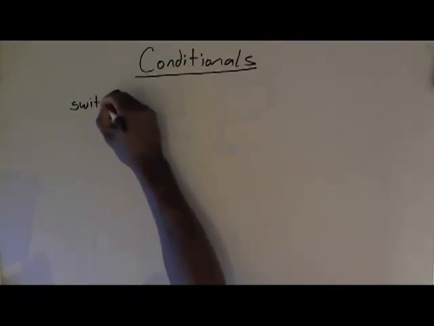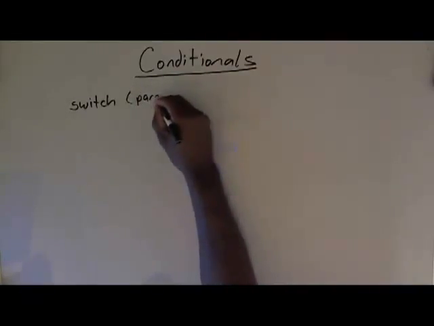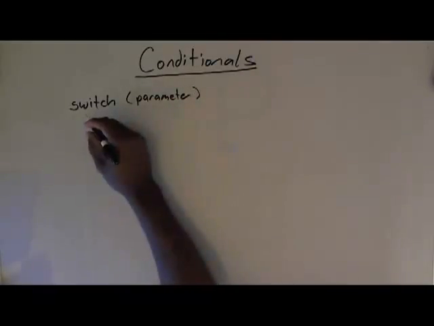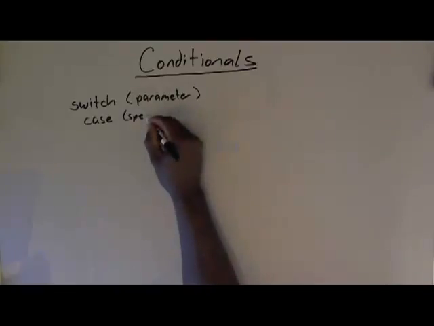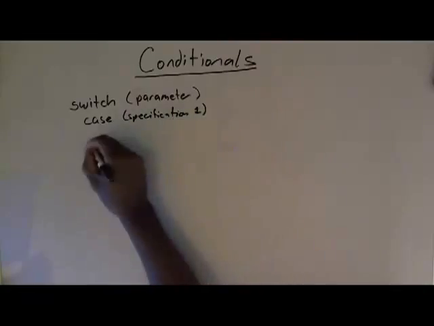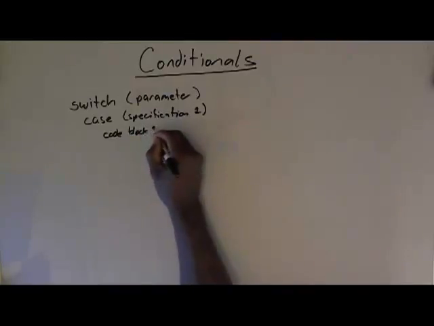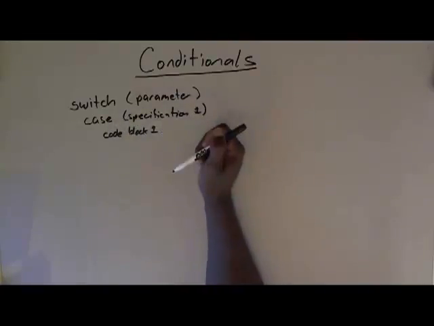The general template is switch, and then you have some parameter here that you're making a decision on. Okay, and I'll explain more with an example a little bit later. Then you have these cases, and you have the case with some kind of specification here. So that's the specification for case 1. And then you have some code block in here. So this is code block 1. And so if this parameter matches this specification, then this code block is executed.